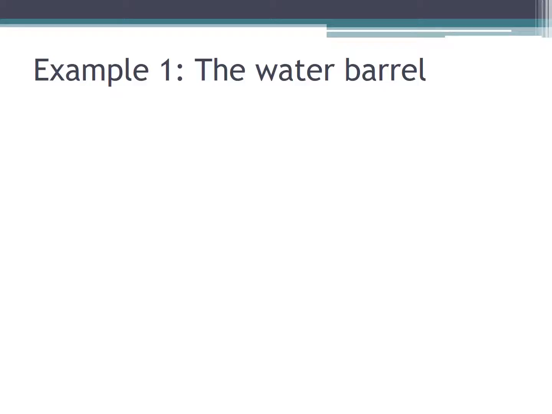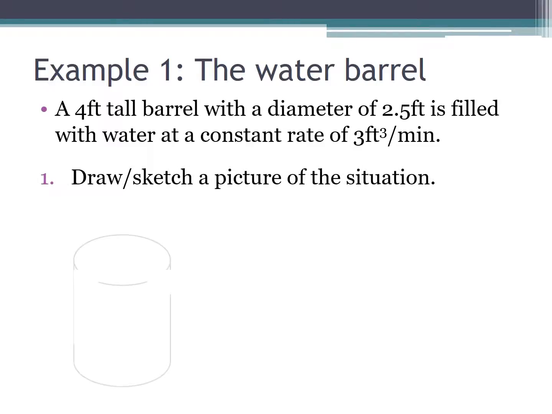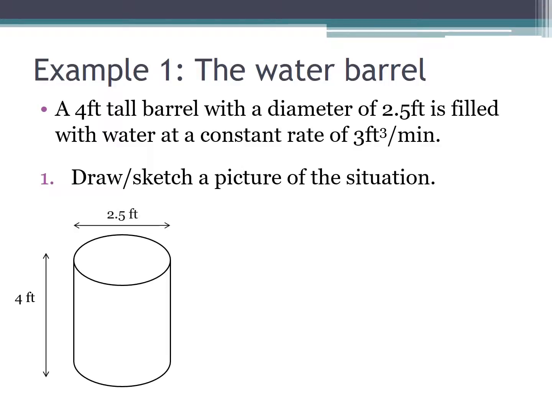Looking at the first example of the water barrel and examining what we've been told in the question, we can draw a picture of what's going on, like this. We have a barrel that is 4 feet tall, with a 2.5 foot diameter, that is filled to the H level with water. Now, since the question said the barrel was half full, we know that this water level will be at 2 feet.